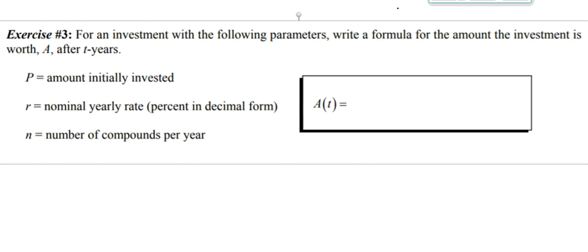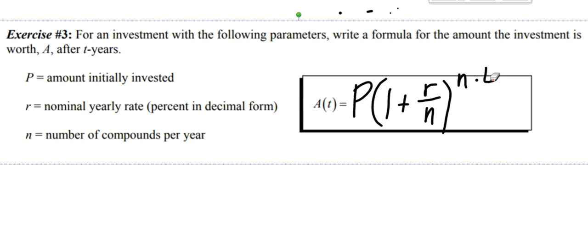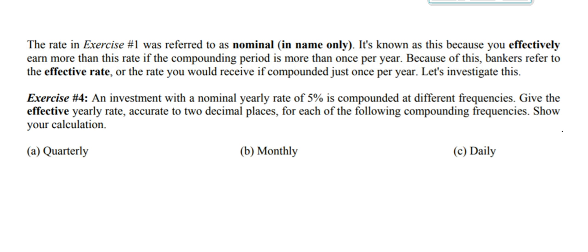So our formula is A of T equals our principal P times 1 plus our rate as a decimal divided by the number of times it compounds per year, all to the N times T power. So you need to make sure you write this in there because we will be using this.